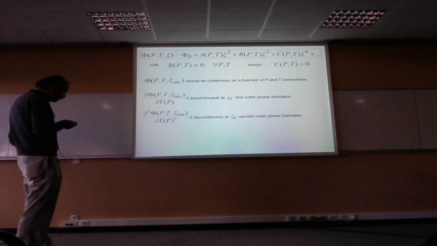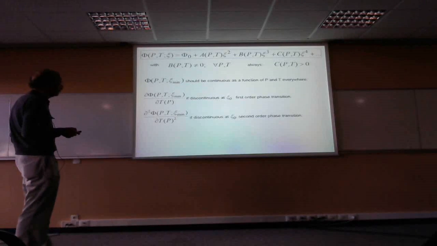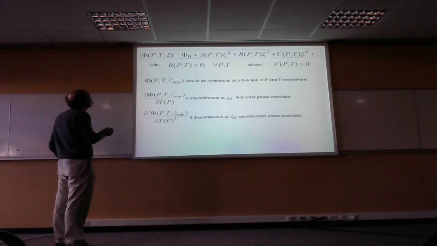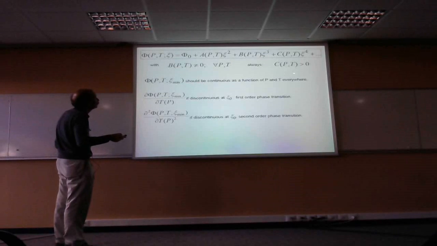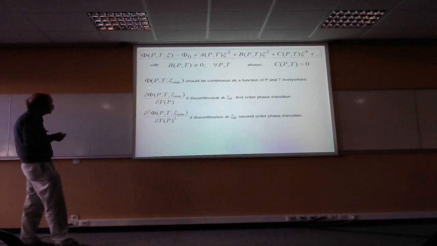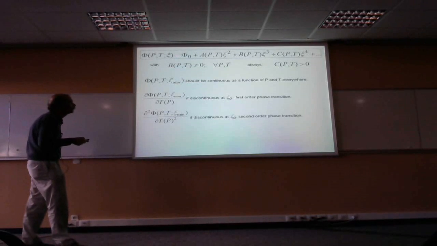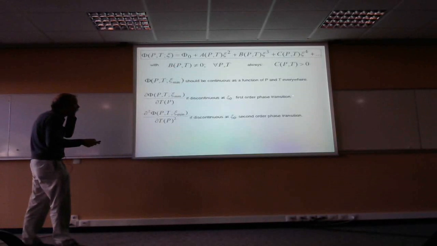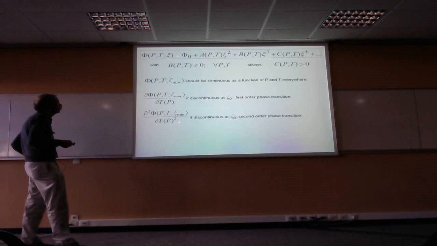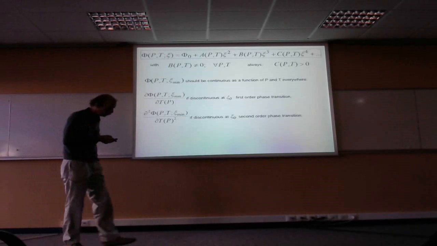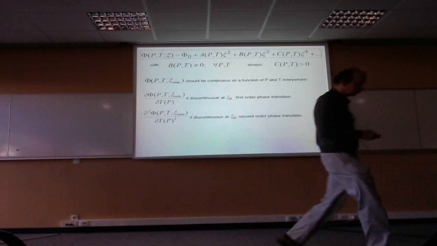Now, as a function of p and t, we can define that the thermodynamic potential should be continuous as a function of p and t everywhere. But its derivative can be discontinuous at a certain value, and then we have a first order phase transition. And if the second derivative is discontinuous at a certain value, but not the first one, we have a second order phase transition. This is the Ehrenfest classification of phase transitions.